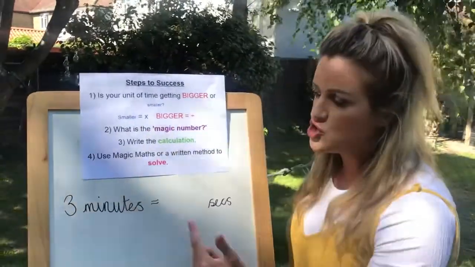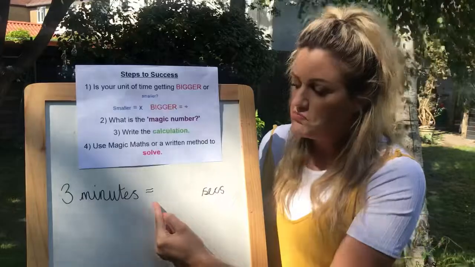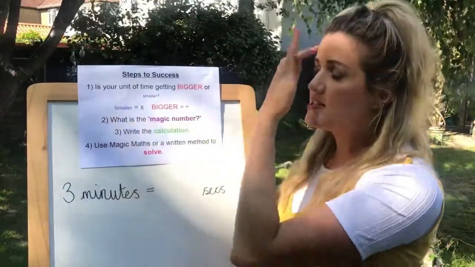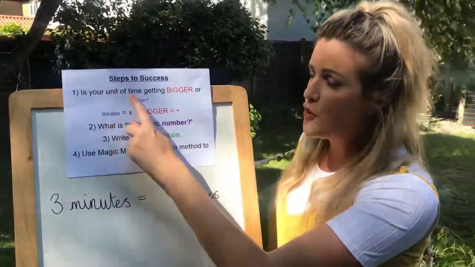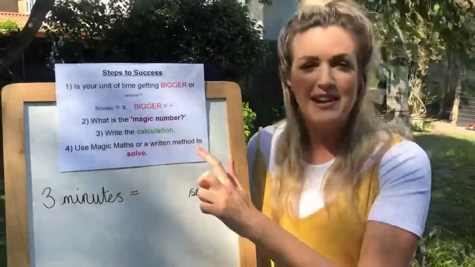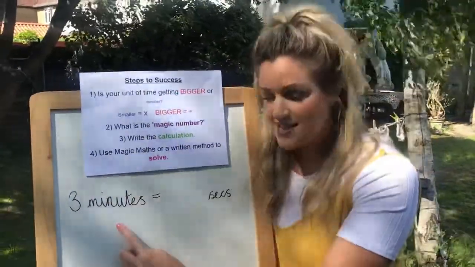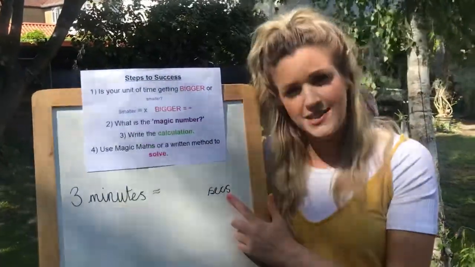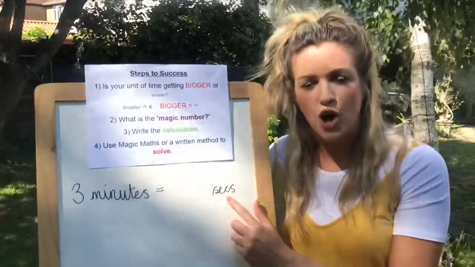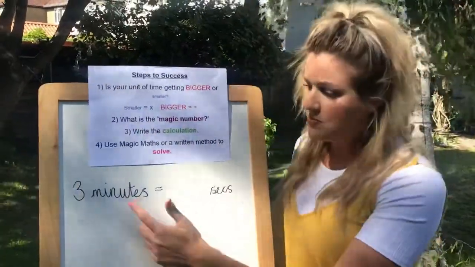So you're going to have some questions similar to this. So I've got 3 minutes is the same as how many seconds? Now, if I look at my first step to success, I've got to think about whether my unit of time, so my minutes, my seconds, my hours, whether that unit of time is getting bigger or smaller. So I'm starting with minutes, but I'm converting it to seconds. So if I'm going from minutes to seconds, am I getting bigger or smaller? I'm getting smaller because seconds are smaller than minutes.